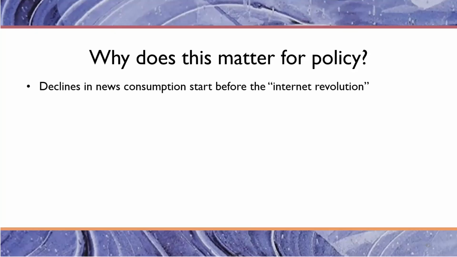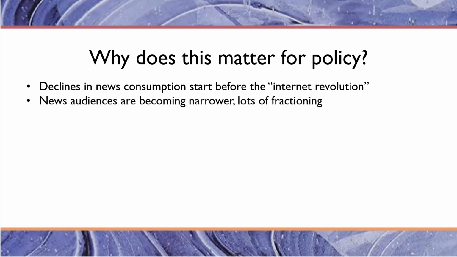for policy. First is that declines in news consumption started before the internet revolution. People really turned away from print even before the internet, but the internet has really accelerated that. But news audiences are becoming narrower, and there's lots of fractioning of the audience into smaller groups that will use one or a few news sources that appeal to them, like Fox News, like MSNBC, perhaps like CNN.